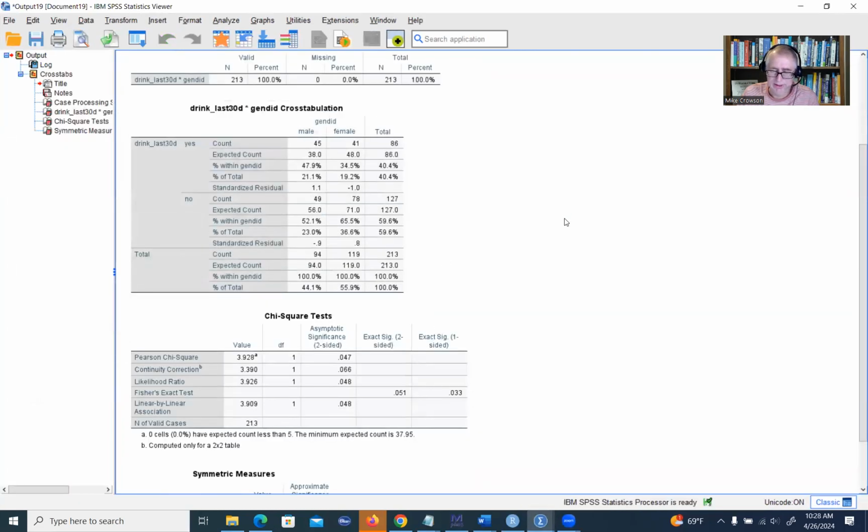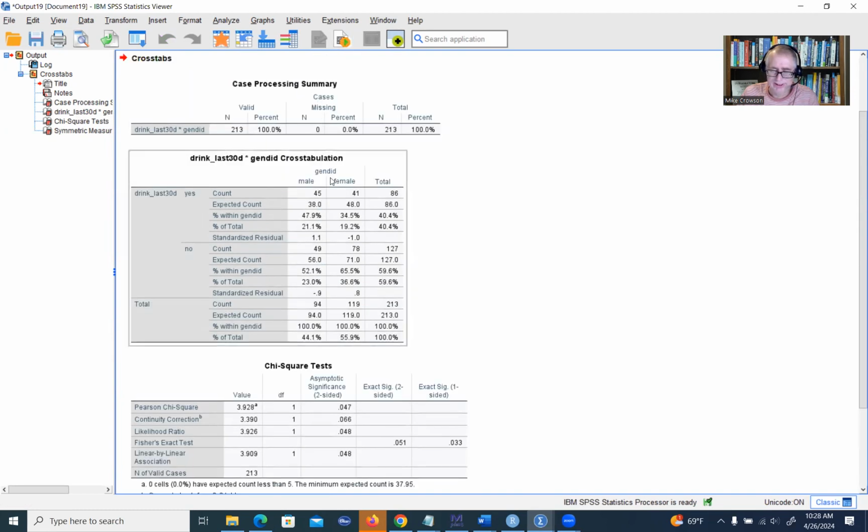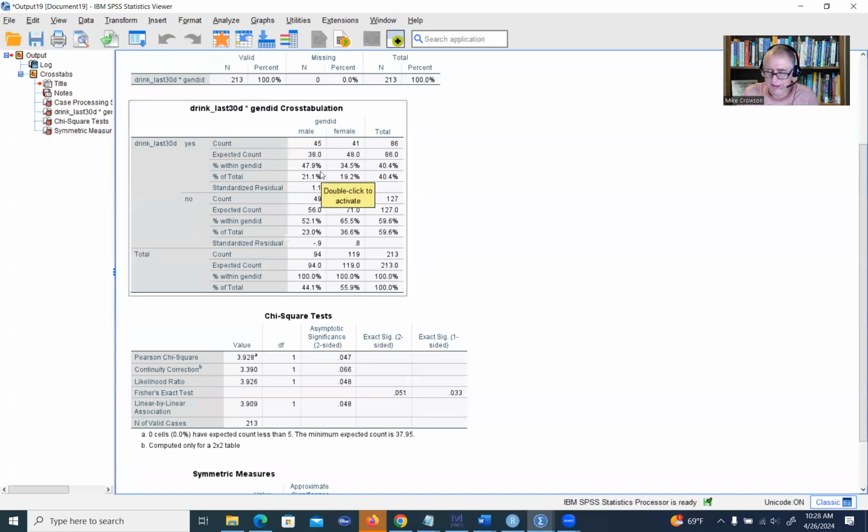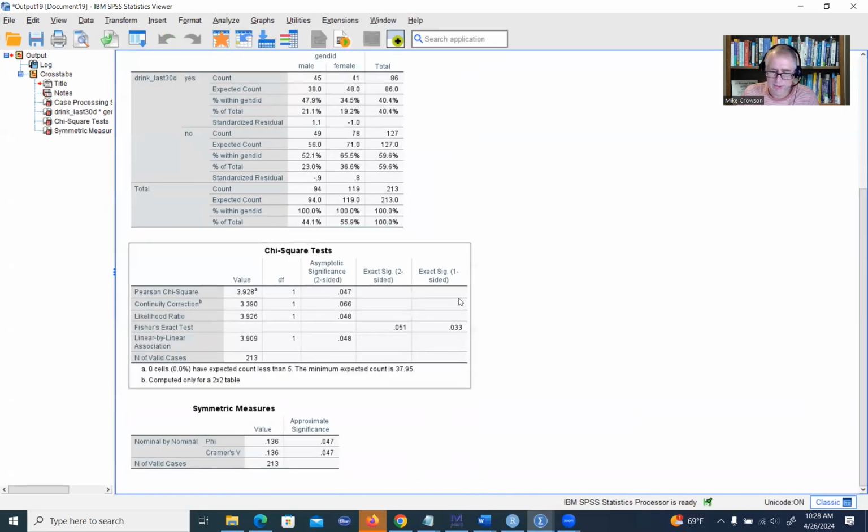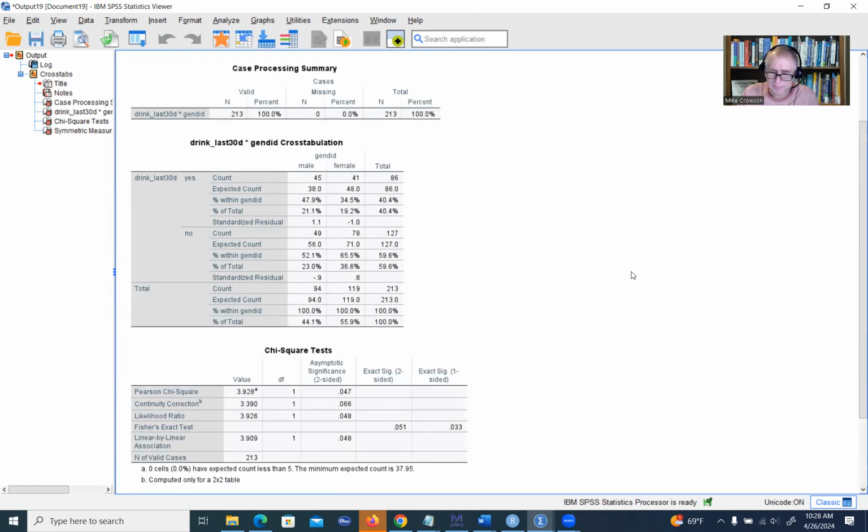And so now we have our output. The first piece of output, apart from this general processing summary, is the contingency table. The next piece of output contains the chi-square test. And then we also have measures of effect size, where the symmetric measures table is shown at the bottom.